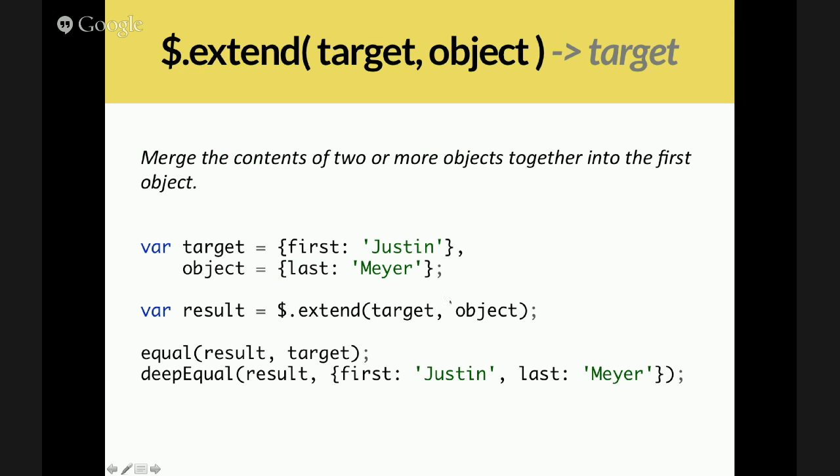So in this case, if we were to mix in this object here, its properties with last: Meyer, into the target object with first: Justin, we extend object into target. By the way, this also returns the target, so result is equal to target, but result and target will both have, even though they're the same object, a first and last property when all is said and done. So this is our first exercise.